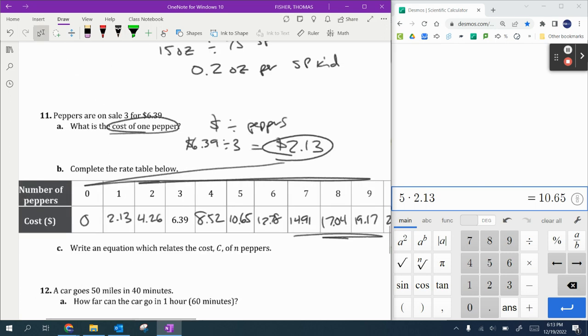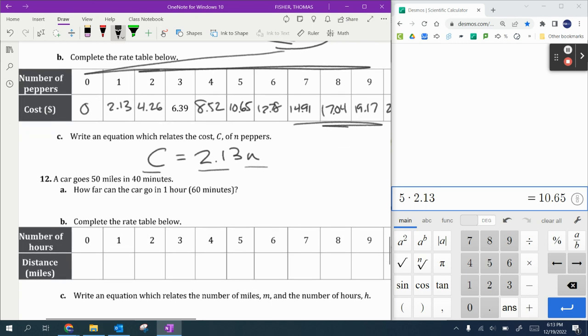And then the equation, I always do C equals because the cost is what makes sense to us. The cost of our peppers is our unit rate times the number of peppers. So the cost is 213 per pepper, which is what the equation is telling us.